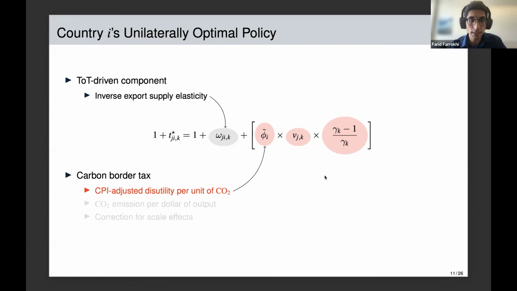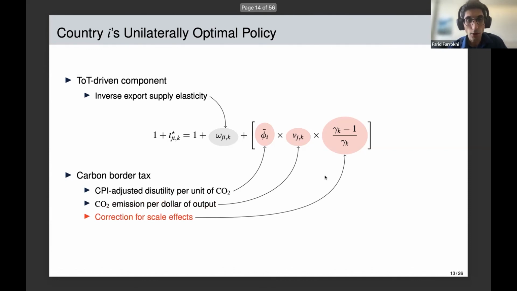So it has three components. The first one is the CPI adjusted utility for country I per unit of CO2. Then there are CO2 emissions per dollar of output in the country from which we are importing. So the more carbon intensive our import is, the higher this carbon border tax would be. And then lastly there's a correction for scale effects that you want to take into account, not to mess with scale economies.